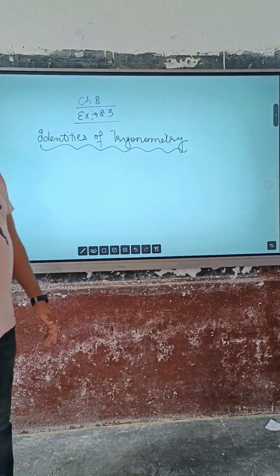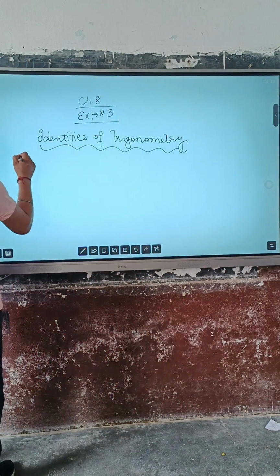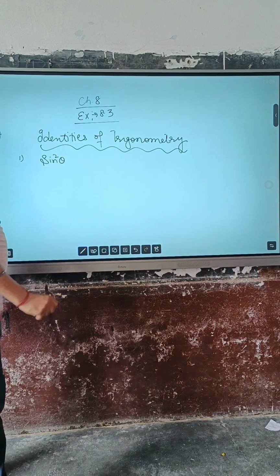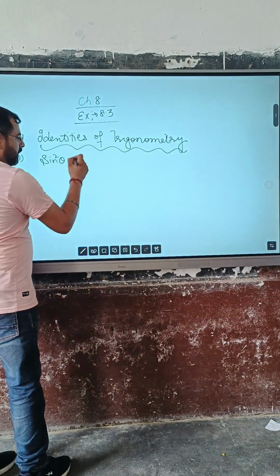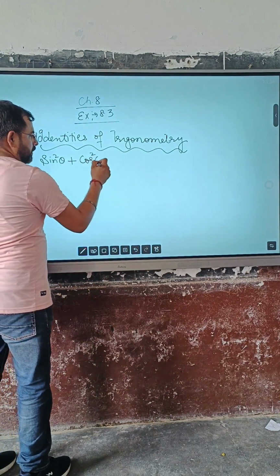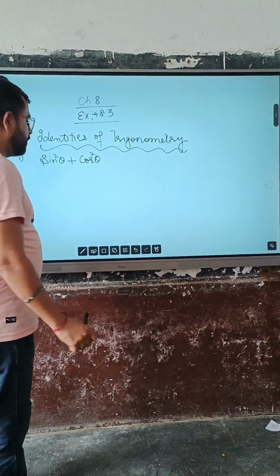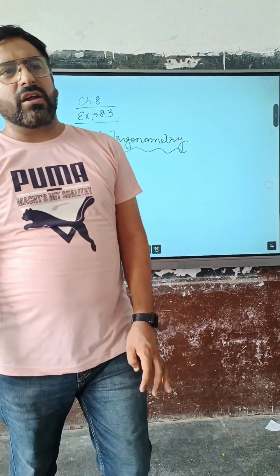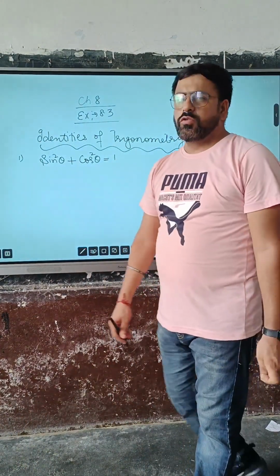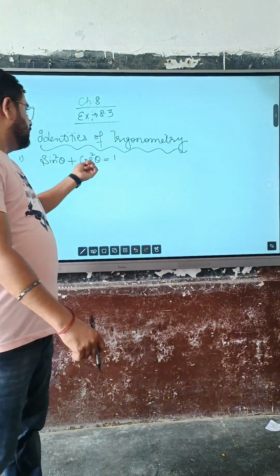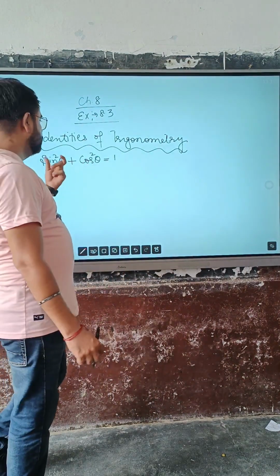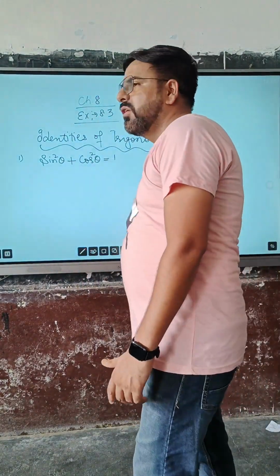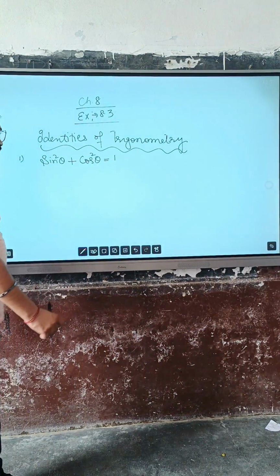So identities of trigonometry. First identity is sine square of angle theta plus cos square of angle theta is equal to 1. The angle theta is the same in both the trigonometric terms, so whenever the angle is the same, we can use this identity.